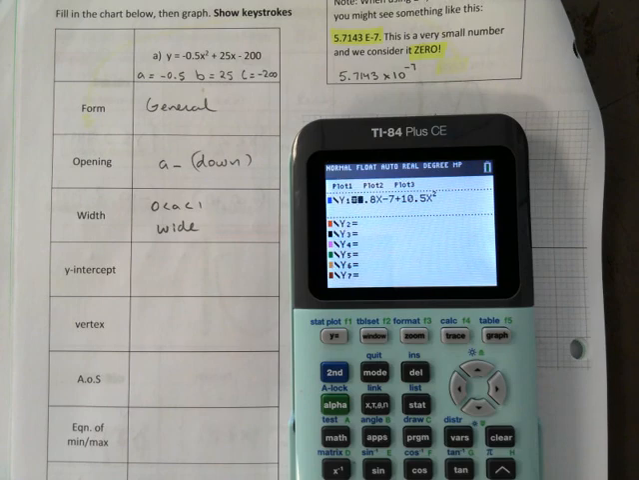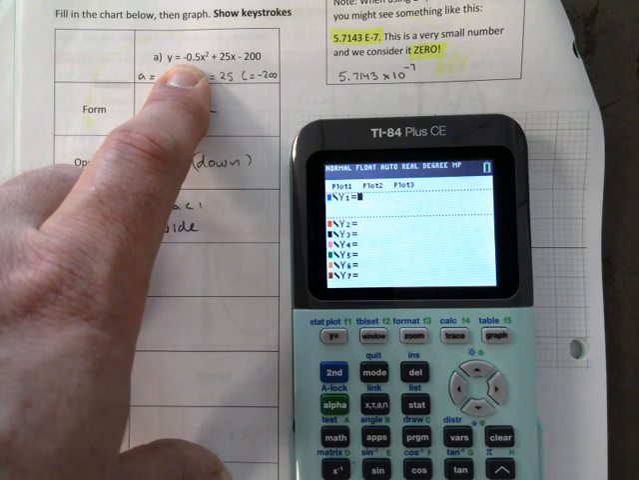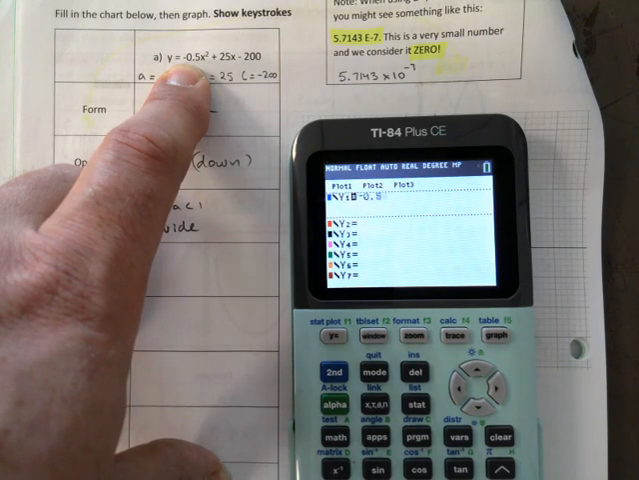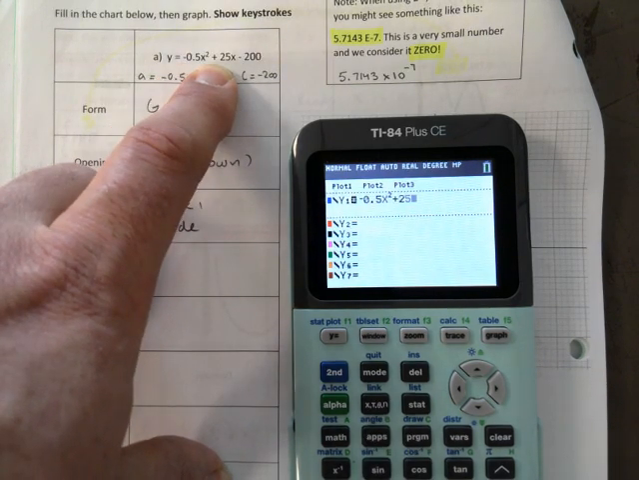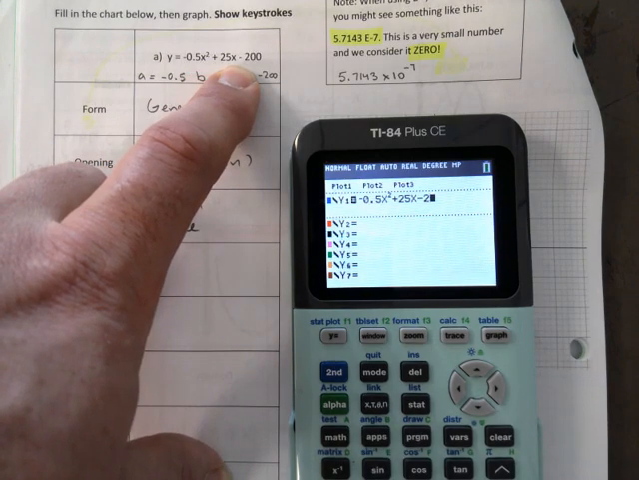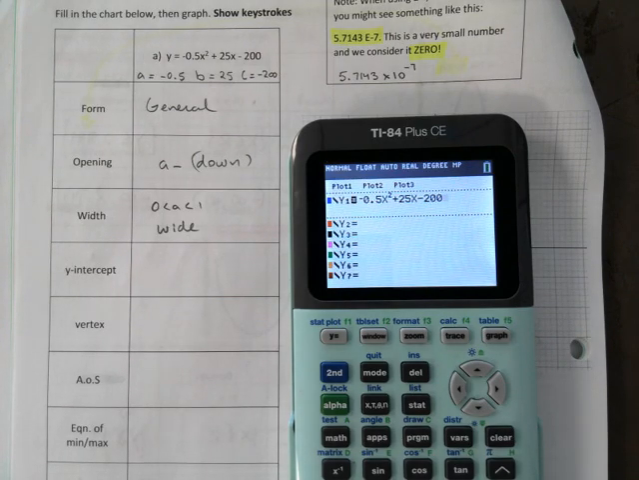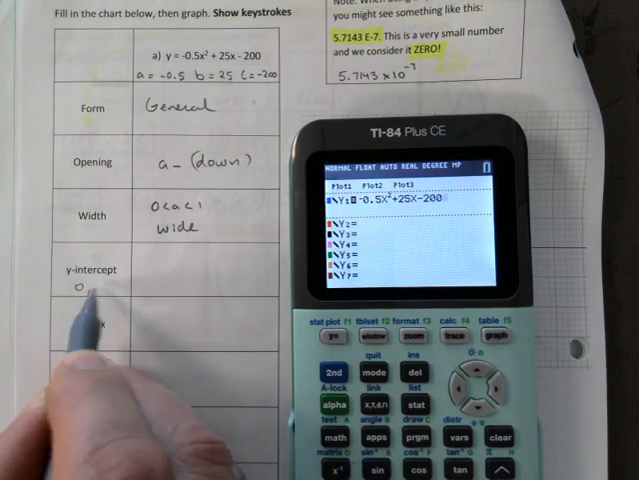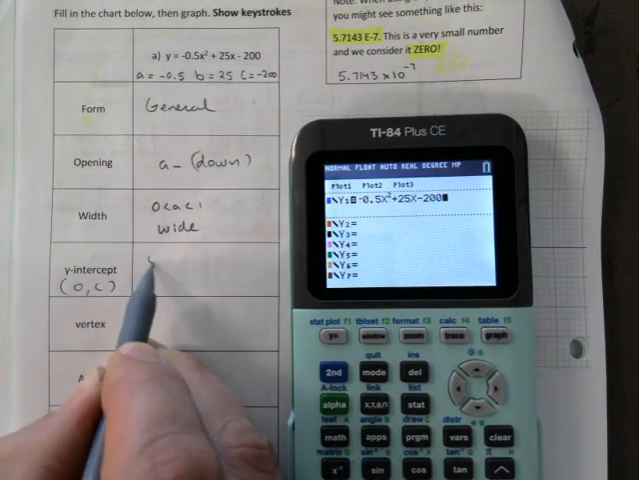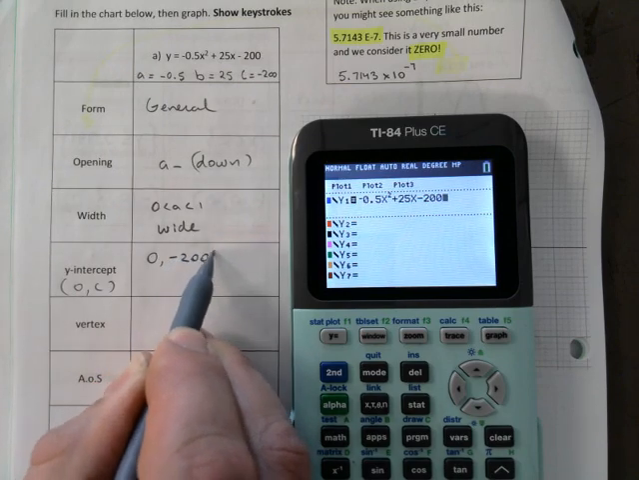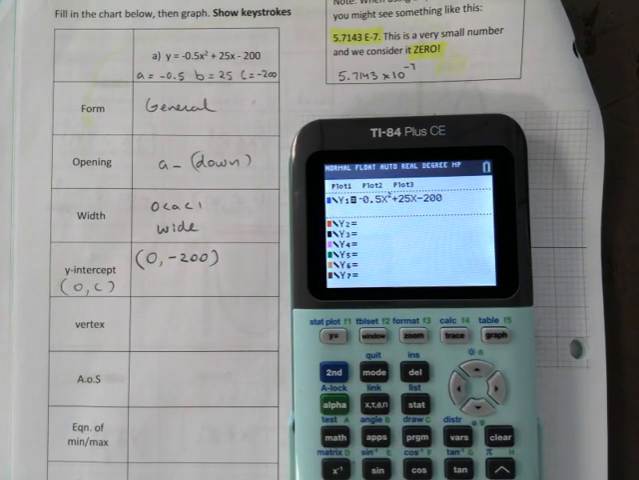Go hit y equals and type this in. I'm going to clear whatever's on my screen. You got to go negative, not minus. Negative 0.5x squared plus 25x minus 200. Do we know our y-intercept before we graph it? Do we know our y-intercept? It's 0c, right? So this would be 0, negative 200. Let's write that down before we graph it.